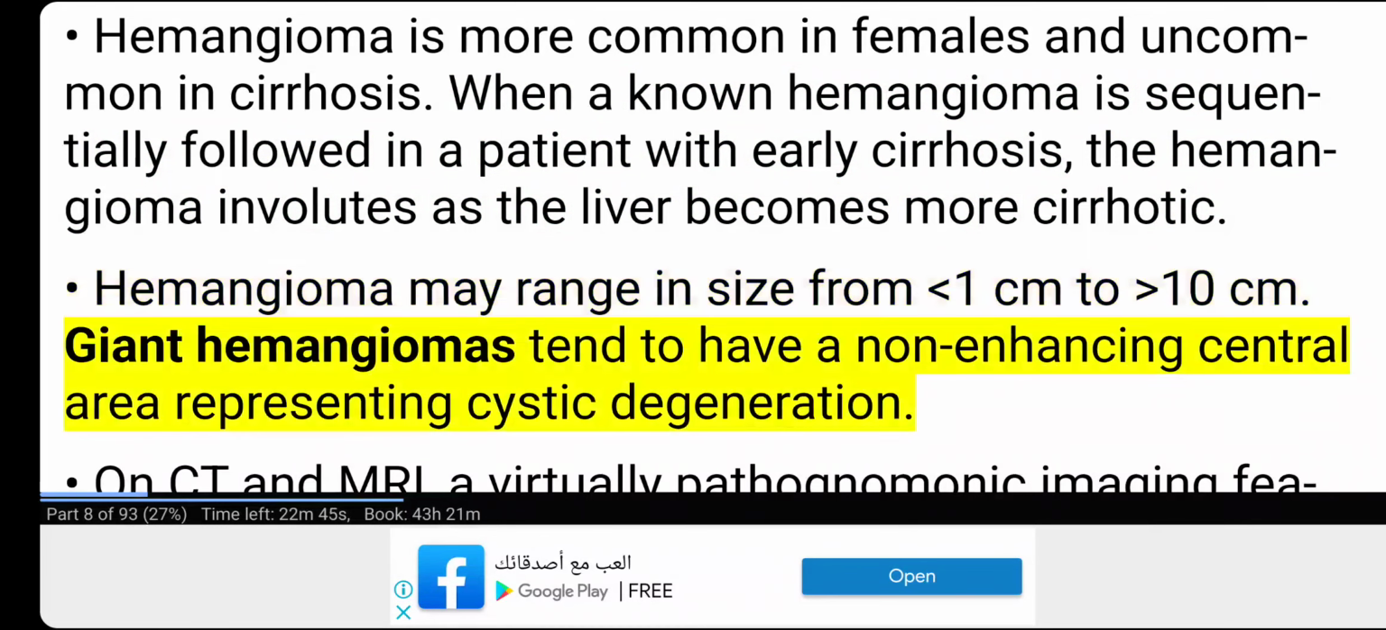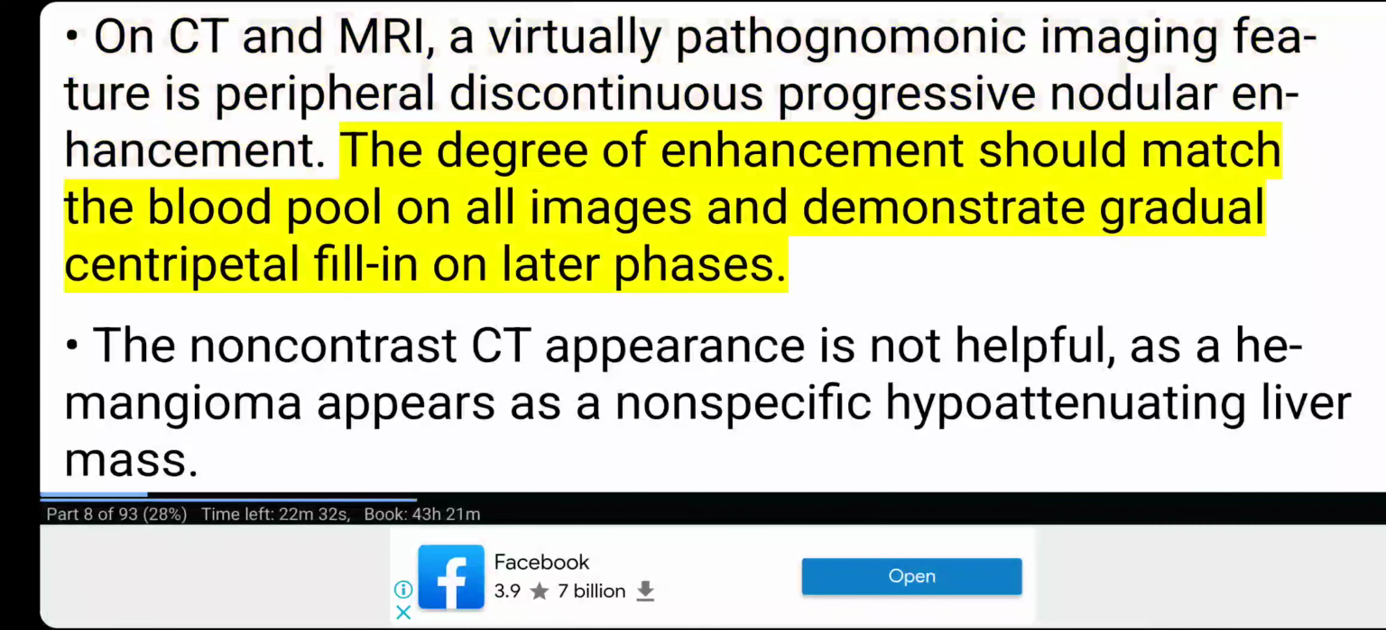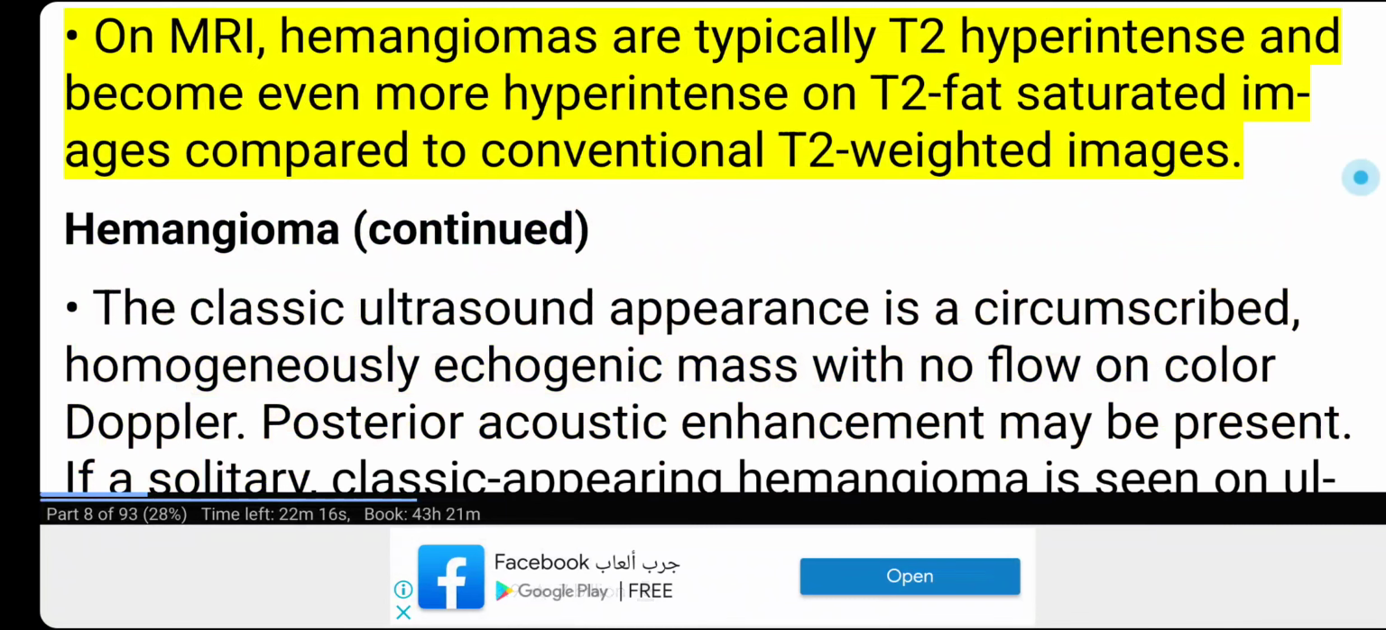Giant hemangiomas tend to have a non-enhancing central area representing cystic degeneration. On CT and MRI, a virtually pathognomonic imaging feature is peripheral discontinuous progressive nodular enhancement. The degree of enhancement should match the blood pool on all images and demonstrate gradual centripetal fill-in on later phases. The non-contrast CT appearance is not helpful, as a hemangioma appears as a nonspecific hypoattenuating liver mass. On MRI, hemangiomas are typically T2 hyperintense and become even more hyperintense on T2 fat-saturated images compared to conventional T2 weighted images.